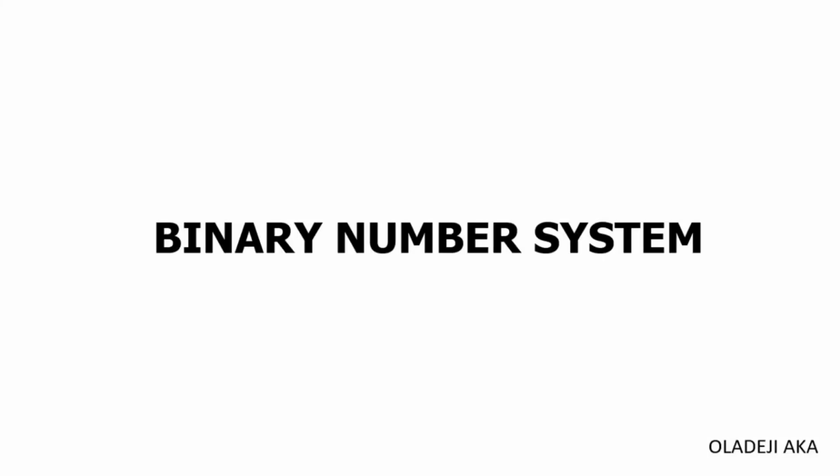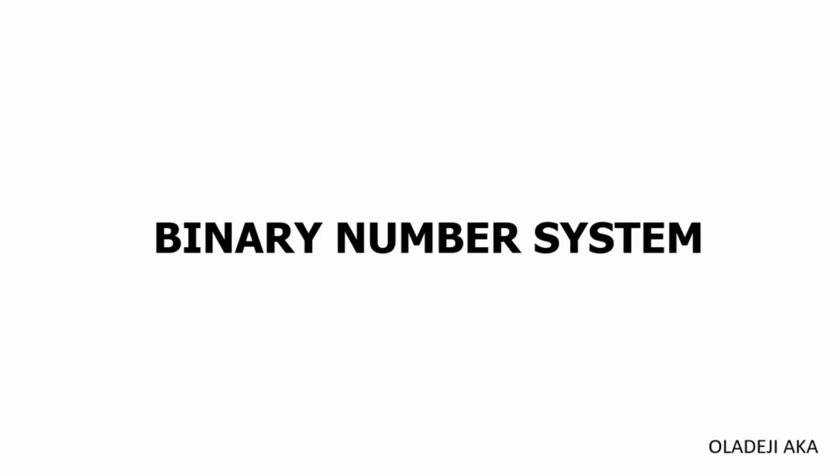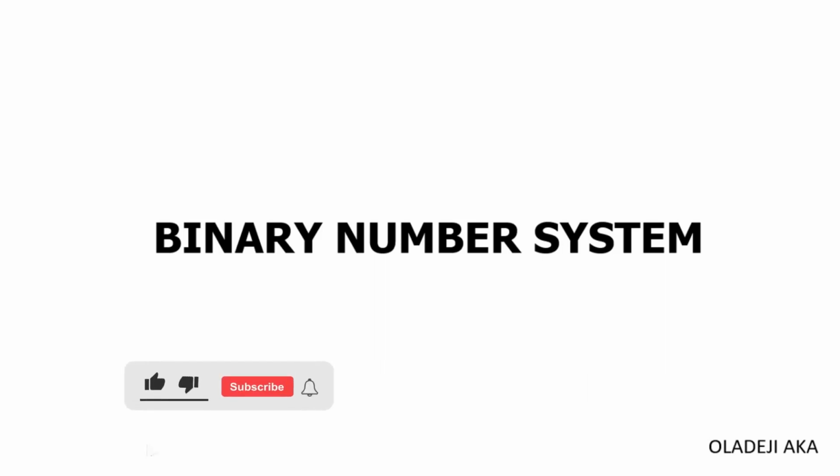Okay, the binary number system. Now, what do we understand by the binary number system? The binary number system is a system of mathematical expression which uses only two symbols, typically known as zeros and ones. It is a system expressed in base 2. So base 2 is the same thing as when we say binary numbers.